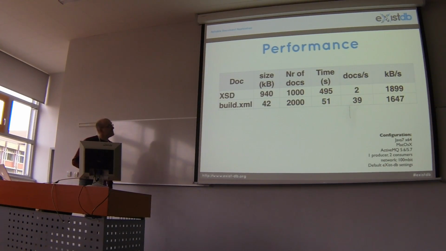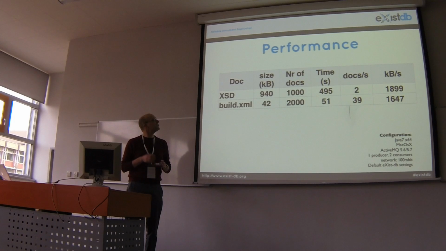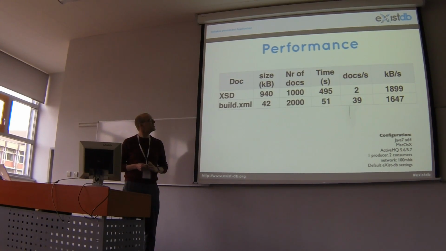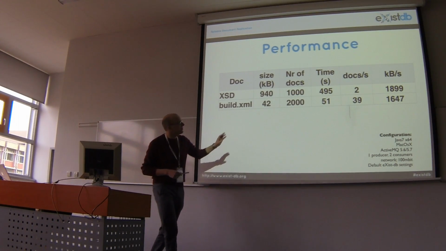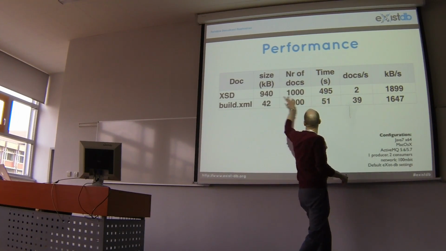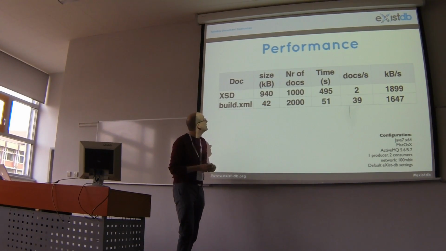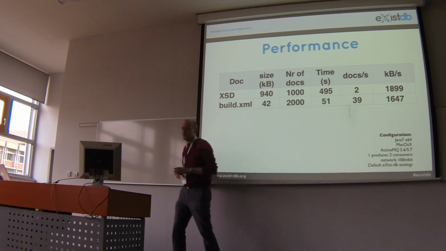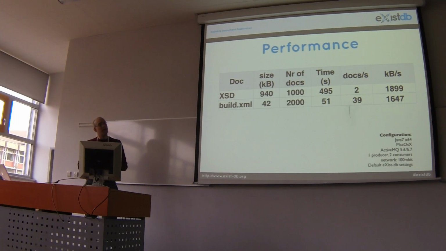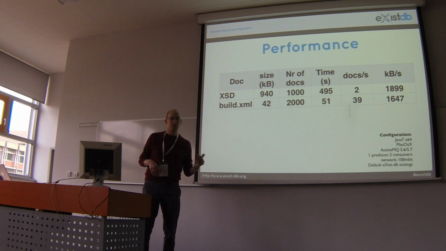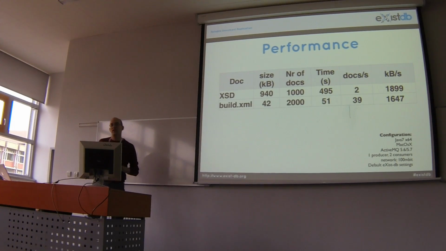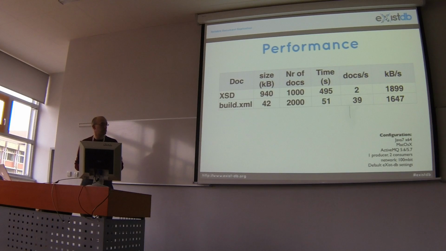Okay, some metrics. I did some exercises with two types of documents: a schema of about 1 megabyte, and the build.xml file of eXist. As you see, although the number of documents per second in the first line might not be impressive, we can still do about 1.5 to 2 megabytes per second on replicating documents. And it does not matter how many subscribers you have, either 1 or even 100, this rate will be approximately the same. And I think that is quite good.